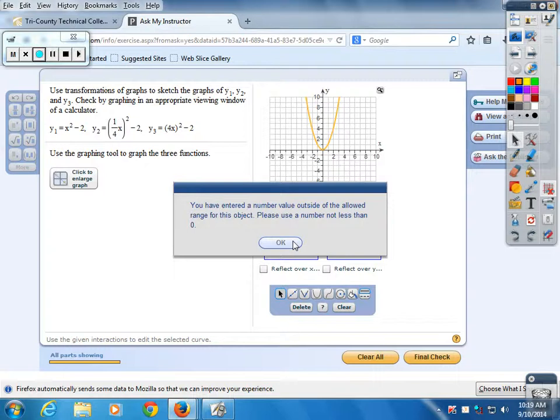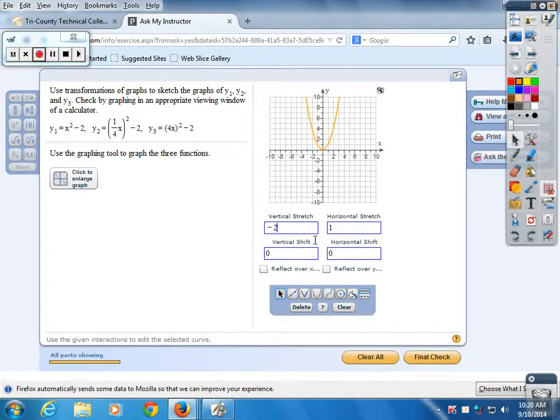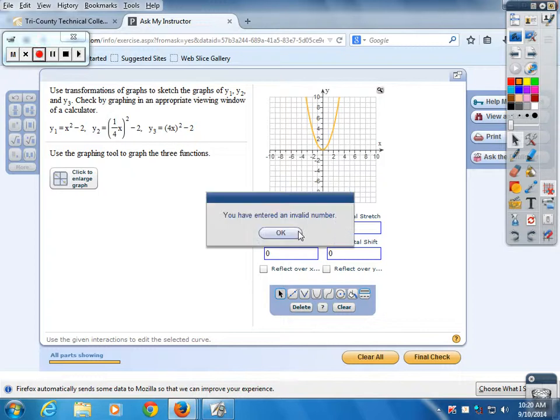That's vertical stretch. Oh, vertical stretch. Okay, so it's got a horizontal stretch.